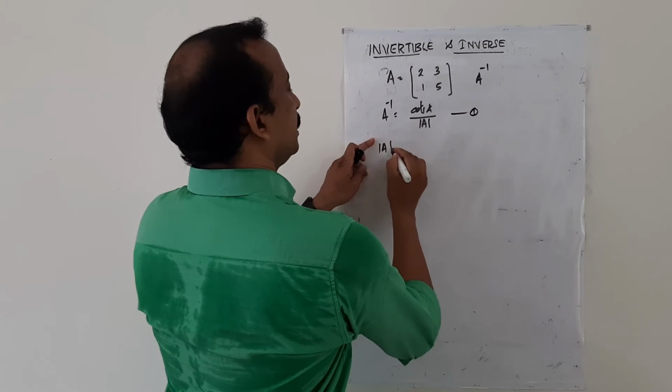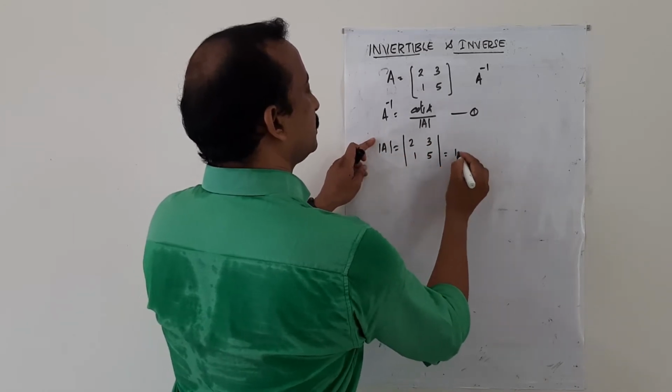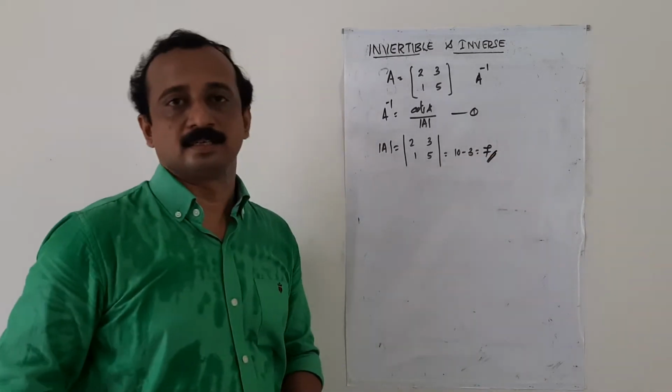Now we find the determinant of A. Determinant of [2, 3; 1, 5] is 10 minus 3, and the answer is 7.